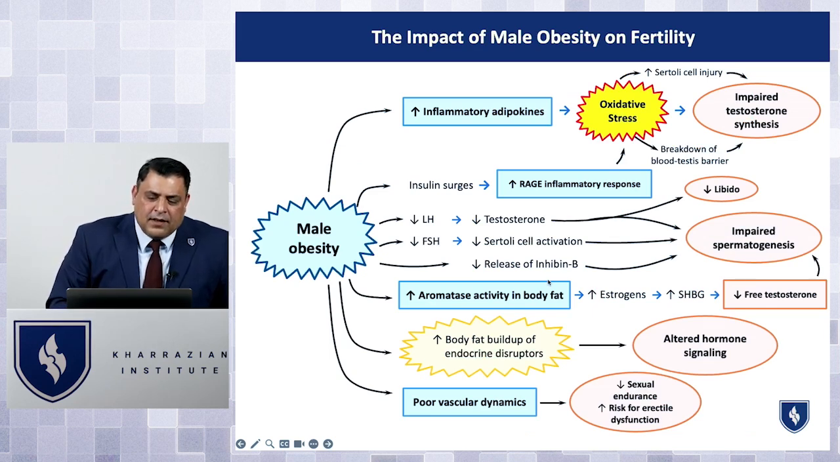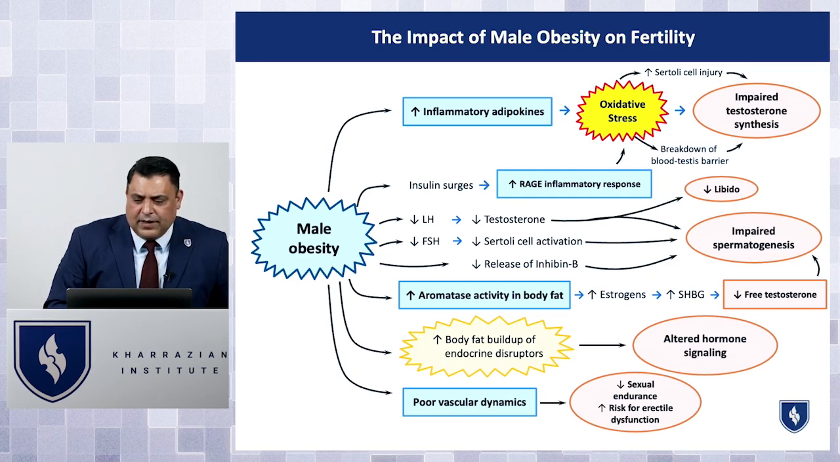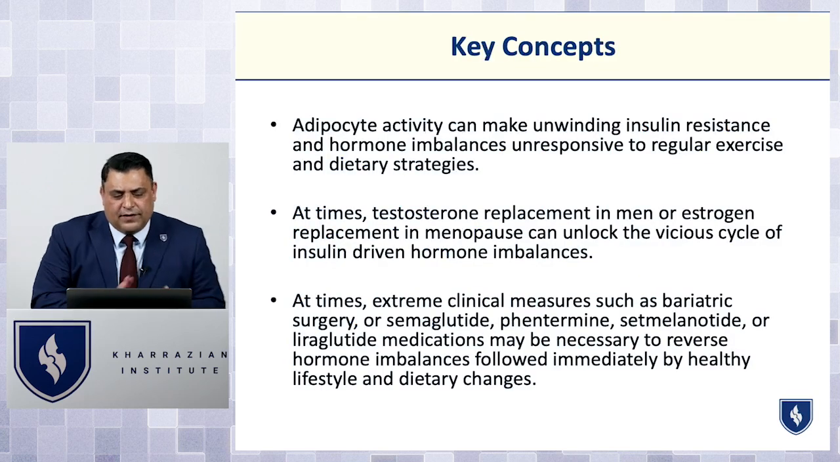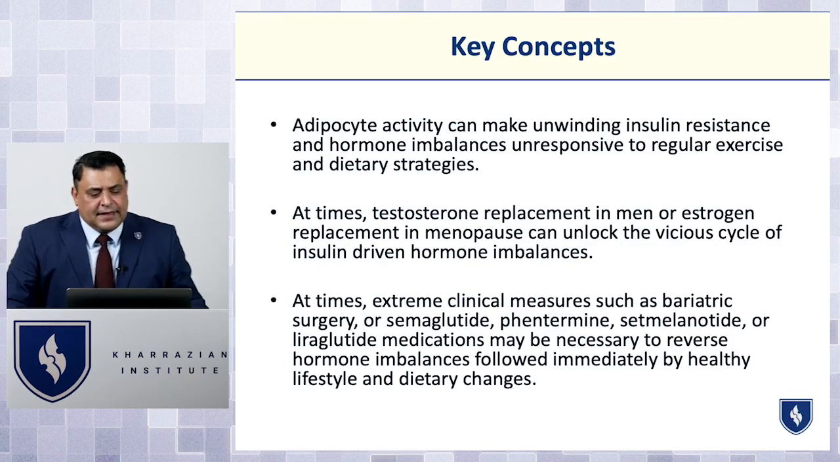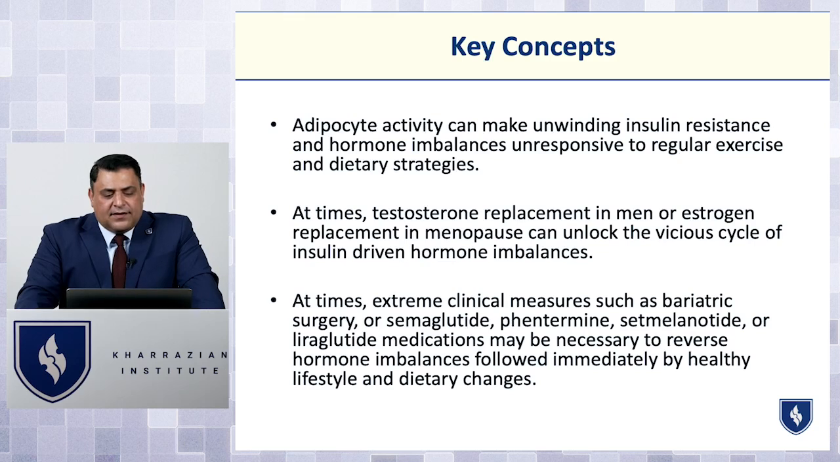Okay, I think we talked about this pathway before. It's just how male obesity can cause aromatase activation, inflammatory adipokines, and insulin resistance patterns. But the key concept is this: adipocyte activity can make unwinding insulin resistance and hormone imbalances unresponsive to regular exercise and dietary strategies.